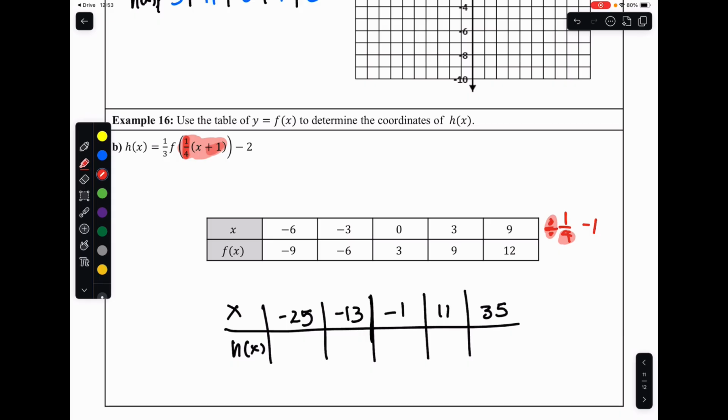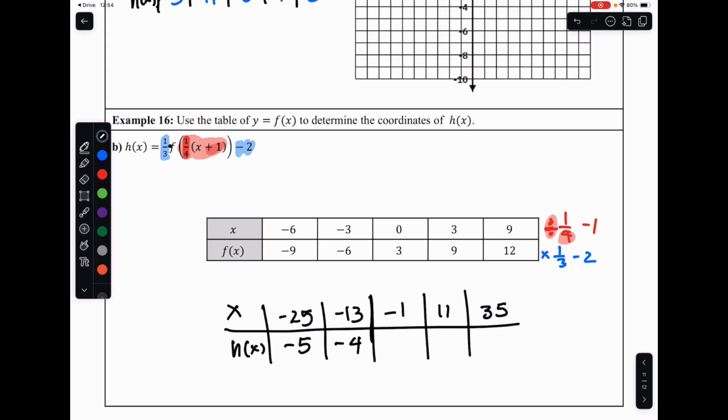Now we can move on to the y values. With our y values, we're doing two things yet again. We're multiplying our y value, or f of x, by 1/3 and then subtracting 2. So that's exactly what we're going to do to the y coordinates. Starting with negative 9, negative 9 times 1/3 gives us negative 3, and negative 3 minus 2 is negative 5. Now negative 6 times 1/3 is negative 2, and negative 2 minus 2 is negative 4.